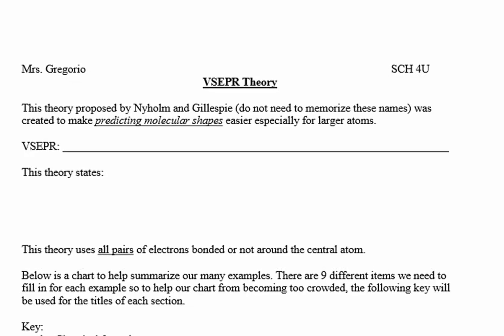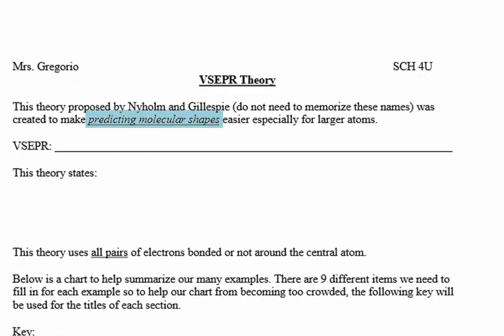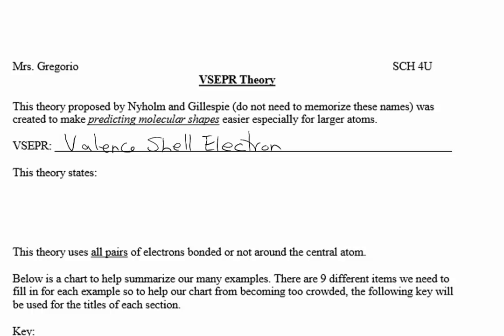VSEPR theory was developed strictly to have a method to predict molecular shapes, especially those more complex shapes with many bonds. And really, that's all it does. But it predicts these shapes extremely well. Now, VSEPR is actually an acronym for valence shell electron pair repulsion.